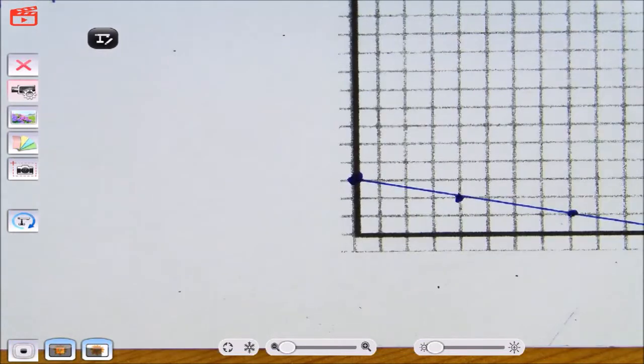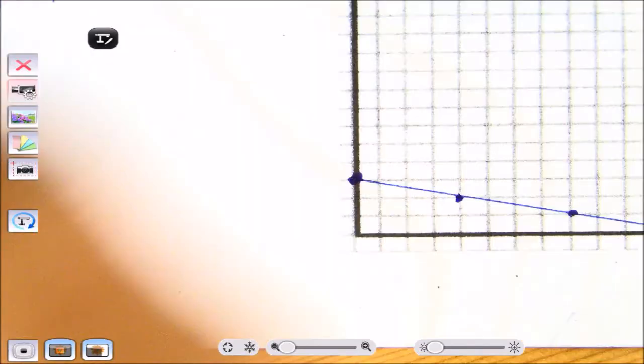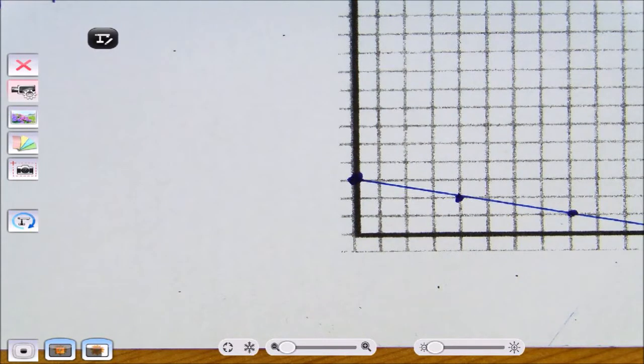Okay. Can I have a ruler? Okay. Yeah. No, yes, or something. I don't know.